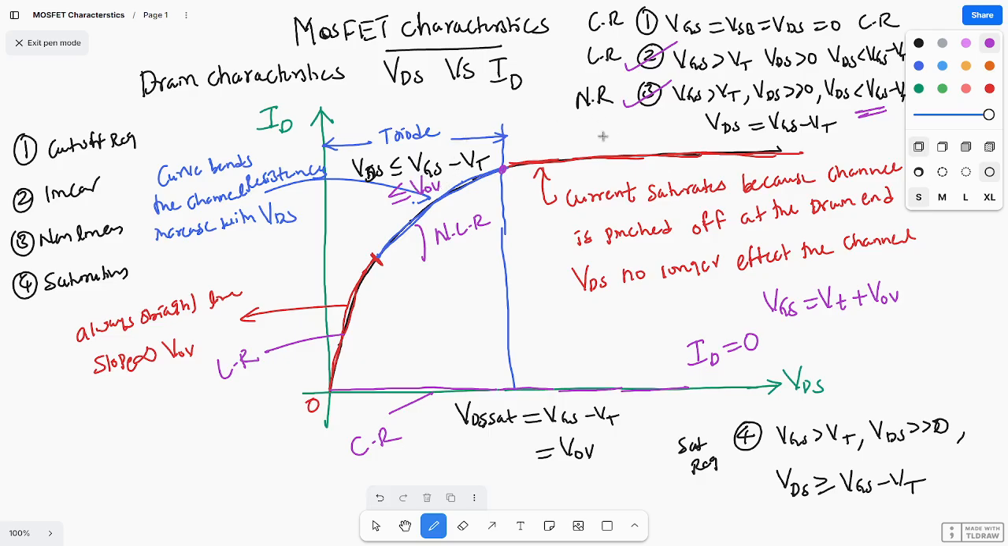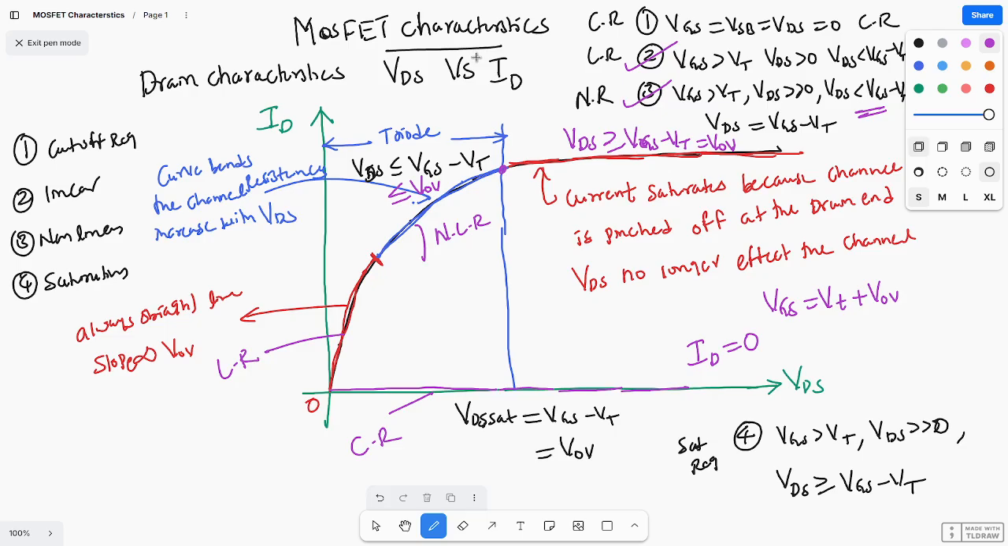Okay, and after pinch off, the condition becomes what? In saturation, VDS is greater than or equal to VOV. VOV is nothing but VGS minus VT, the overdrive voltage. So these are the drain characteristics of NMOS. Okay, drain characteristics of NMOS.